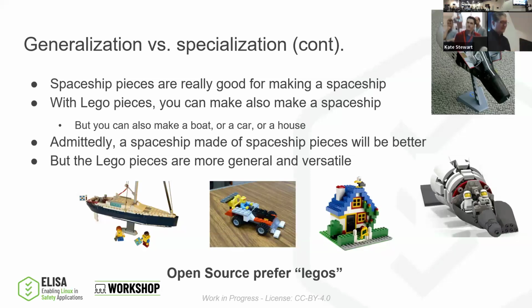With Lego pieces, you can also make a spaceship. There's one on the right there. It's kind of janky though, right? It's got rough edges because those pieces were not custom designed for that thing. So totally admittedly, a spaceship made of purely spaceship pieces is going to be better. But the Lego pieces are more general and versatile. And so in general, open source prefers Legos. Okay, and that makes it difficult to use.